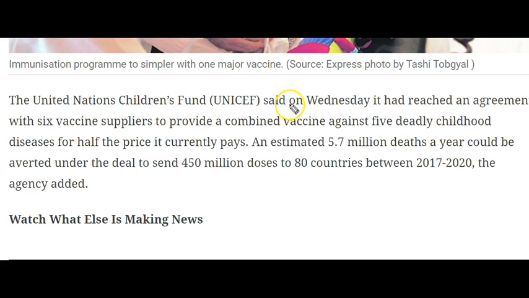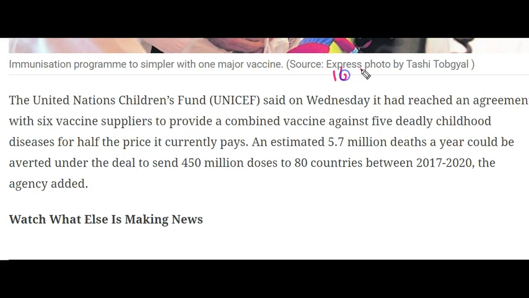As you might be aware, UNICEF procures vaccines from the vaccine suppliers and distributes them to poor countries, especially in the African continent. UNICEF stands for United Nations Children's Fund. But the cost of vaccine is higher.